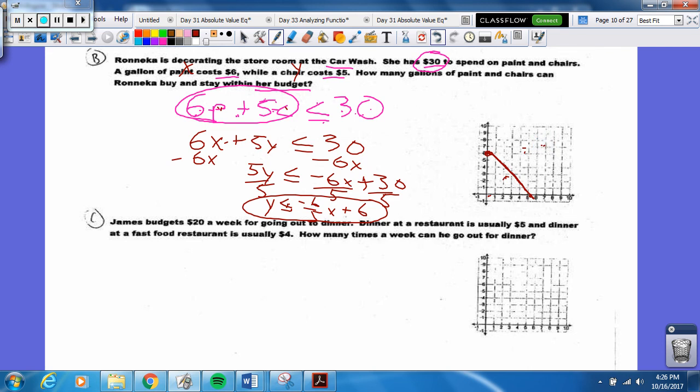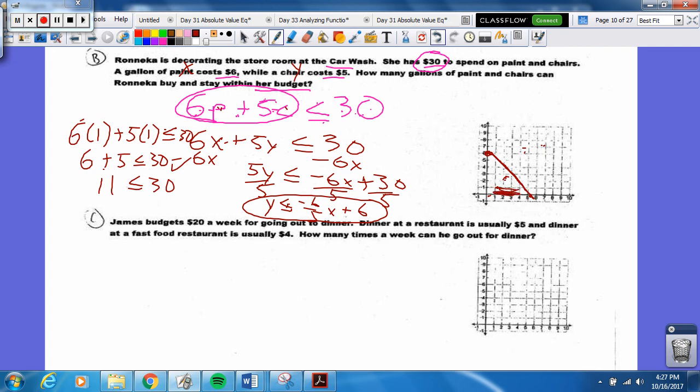What makes sense? Well, what if Renika bought one of each? So we'll have 1, 1 right here. That's easy to work with, right? 1 gallon of paint plus 1 chair. Is that less than or equal to 30? Is that within the budget? Write this down. So that would be 6 plus 5 less than or equal to 30. Yeah, so that works, because that's 11 is less than or equal to 30. So that works. So if I buy 1 and 1, what about 2 and 2?